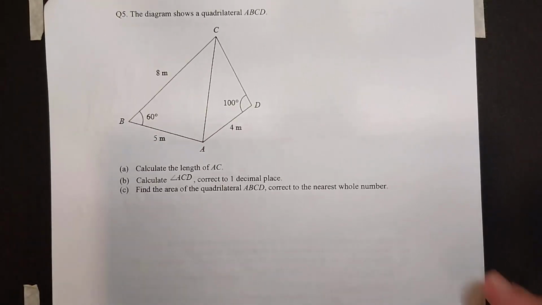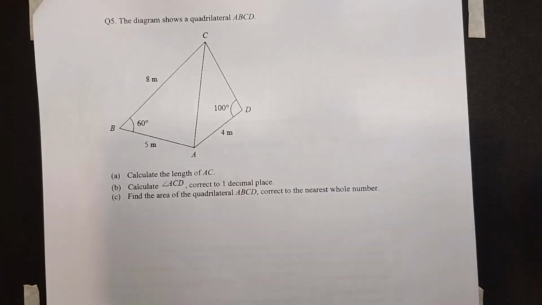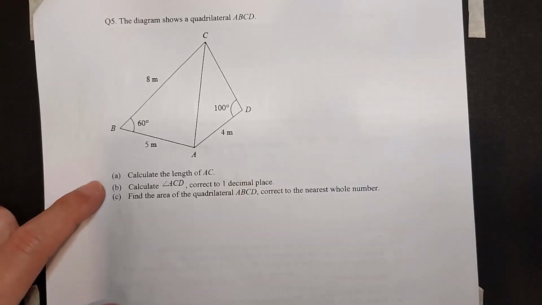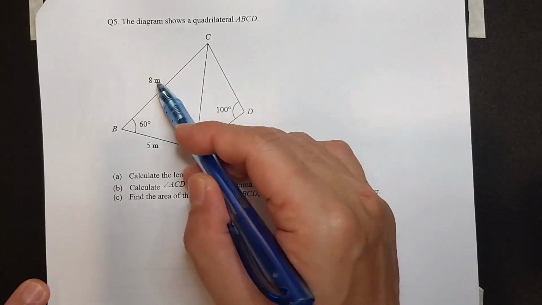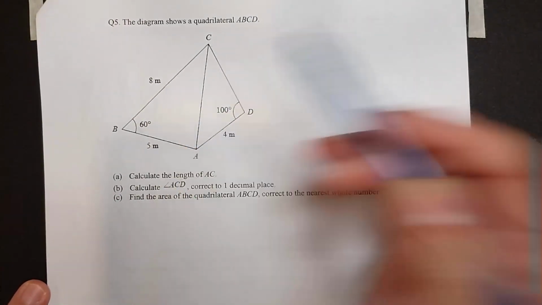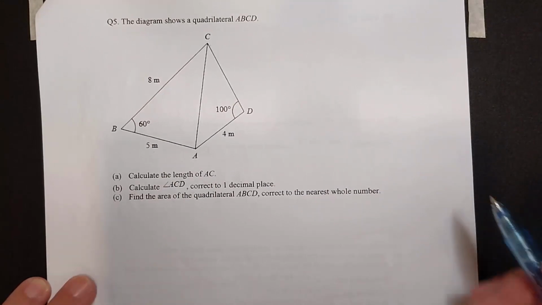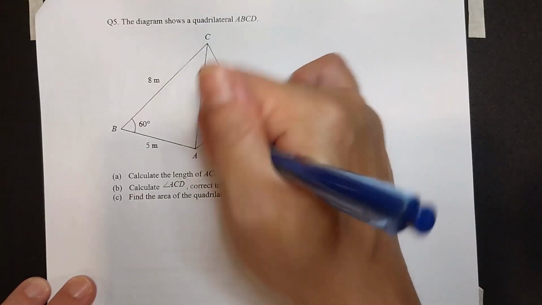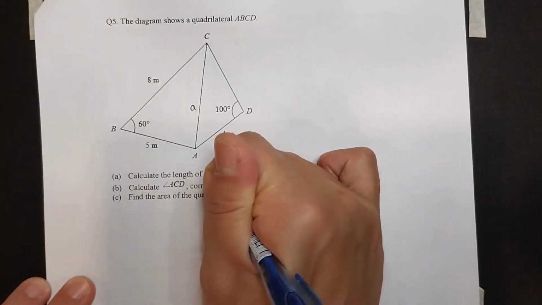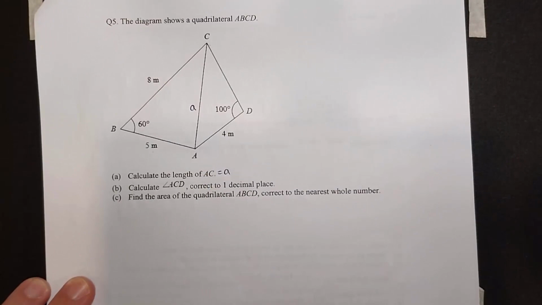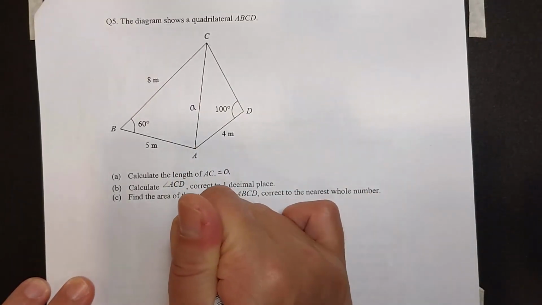Next, we have a trigonometry question. Calculate the length of AC. You notice that I have a length and an included angle. So we will be using cosine rule. So let this length be A. Let AC be equal to A. We can let it be X as well.